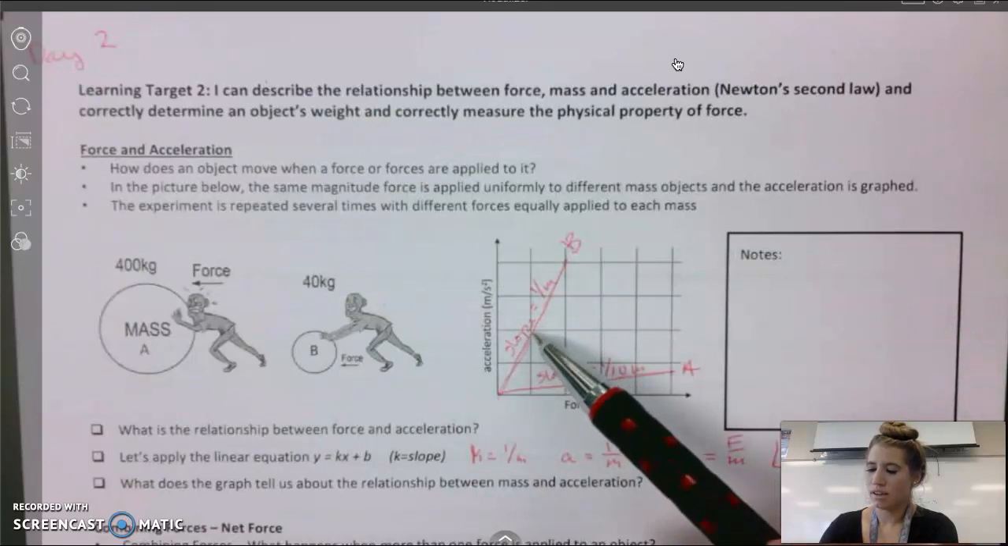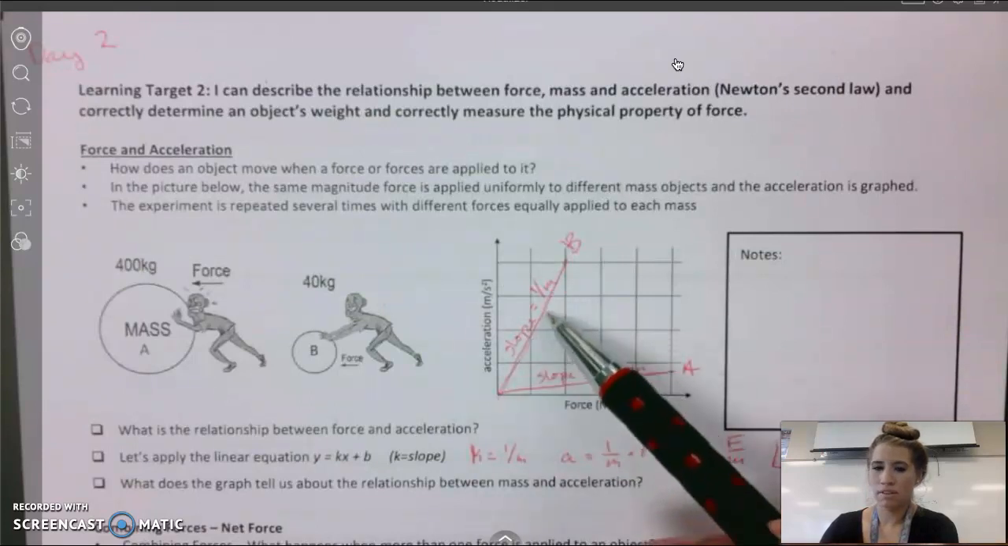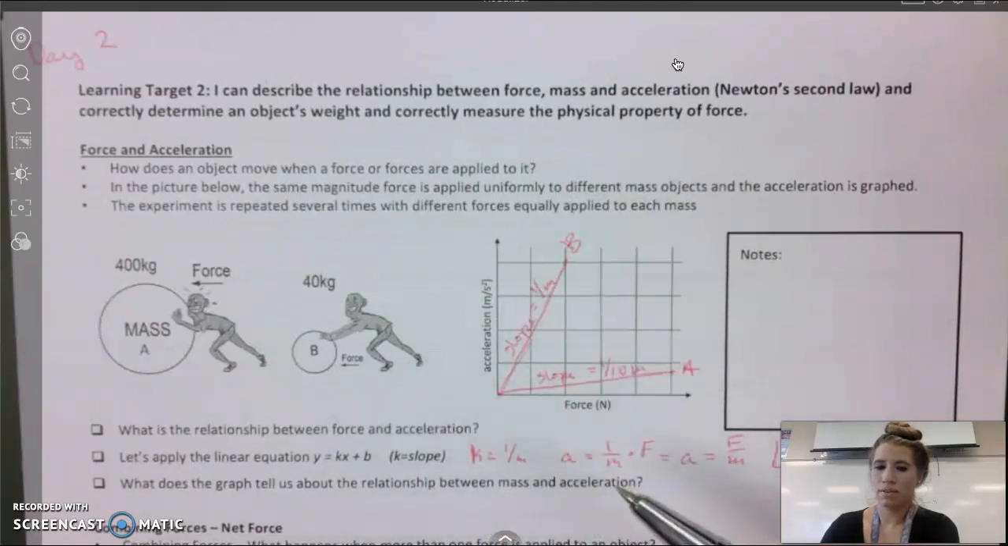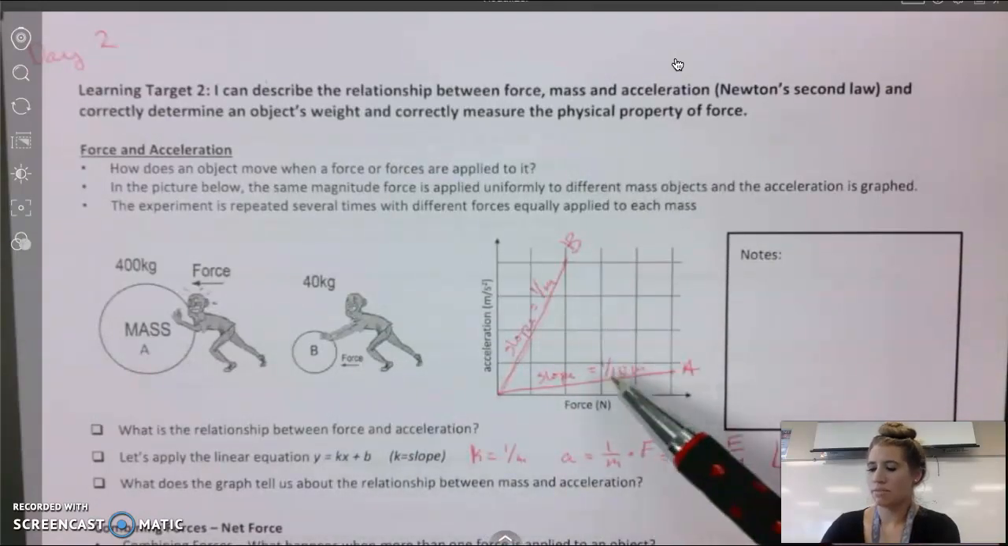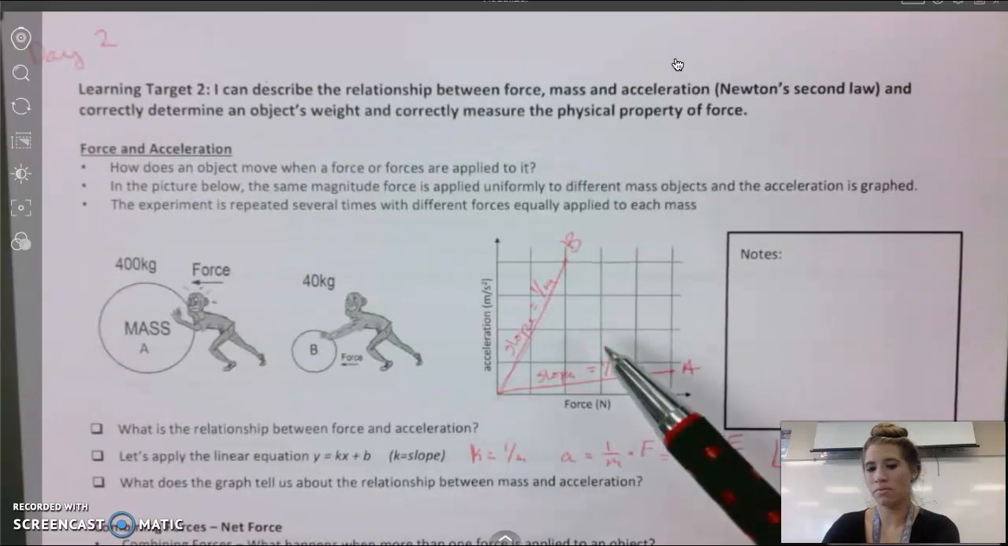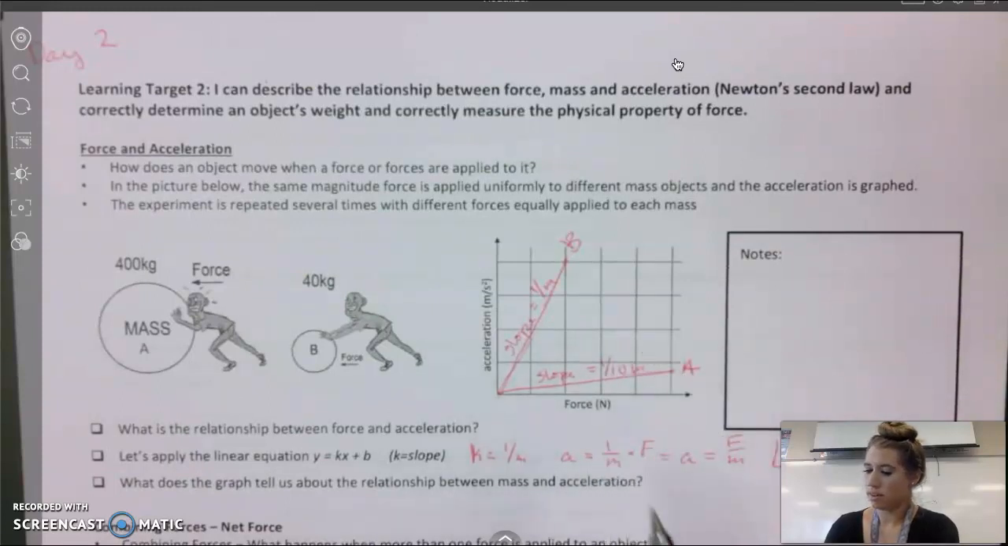And it's seen that the slope of this line for object B was 1 over m, and the slope of this line is equal to 1 over 10m. Okay, and so here's how this data can help us. We know the equation for the slope of a straight line. We know that's y equals kx plus b, where k is the slope of that line.